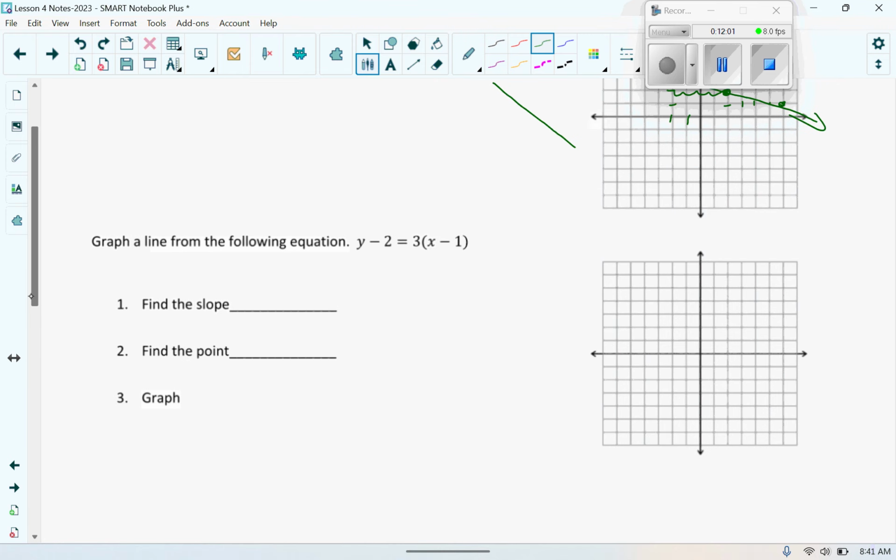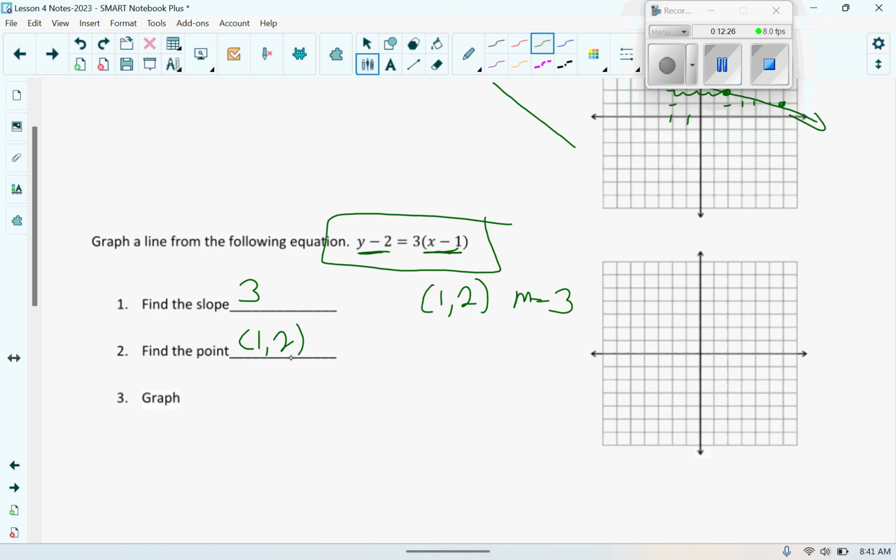Okay, let's do another one. Ooh, so this one is in point slope form. So you need to kind of think backwards. Like, we talked about putting in the point slope form, but how can you get information out of point slope form? So let's see, my point would be opposite of this, so 1, 2, and my slope is 3. So find the slope, find the point, and then we're going to graph it.